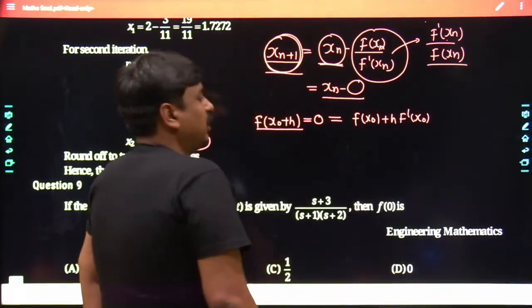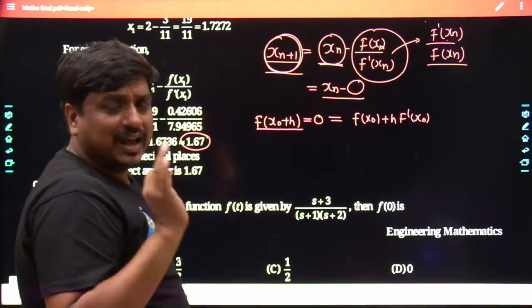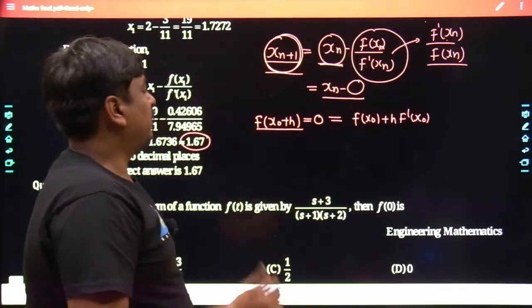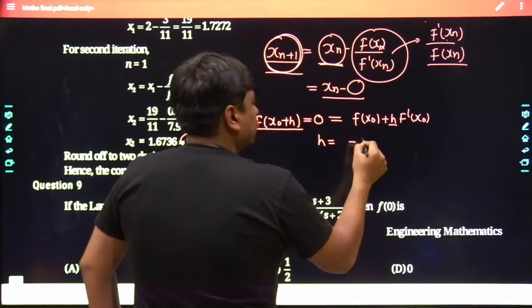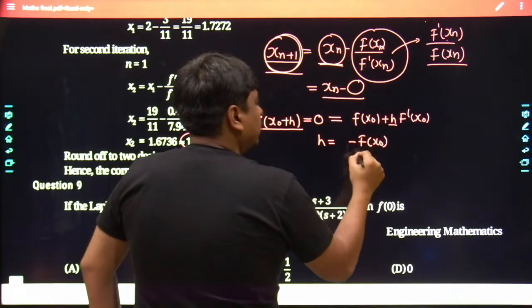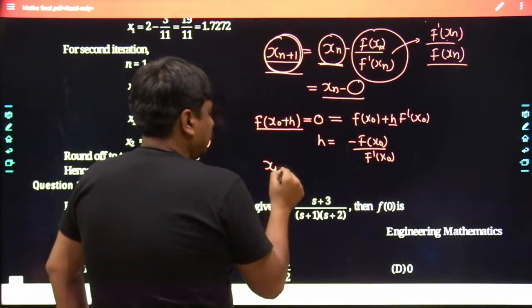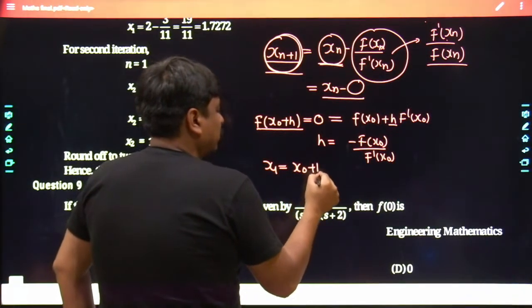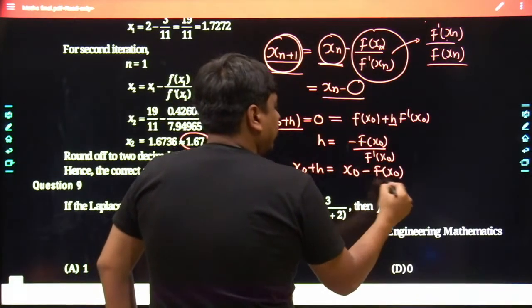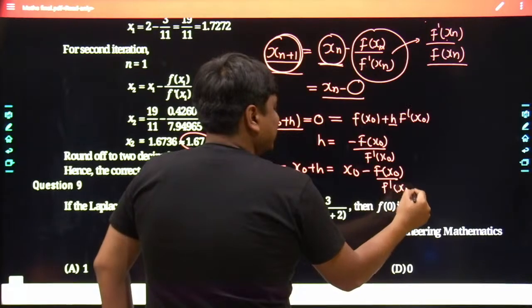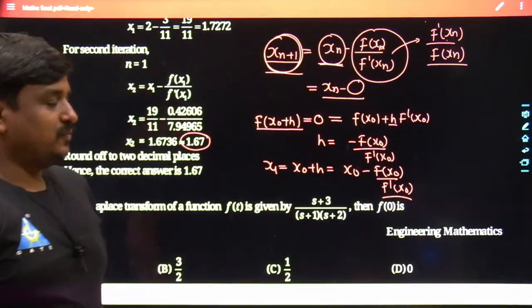I have taken the linear approximation of the Taylor series expansion by just assuming h is very near to the value of x naught. From here I got the value of h, and h is minus f of x naught divided by f dash of x naught, and hence the first approximation x1, which is equal to x naught plus h, would be x naught minus f of x naught divided by f dash x naught. Such a least amount of effort we put in just to find the actual equation.